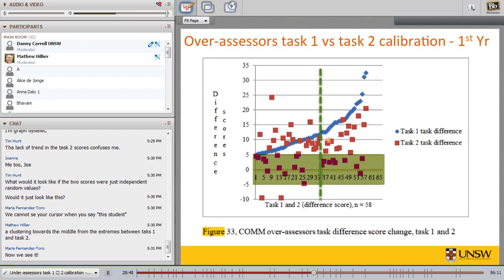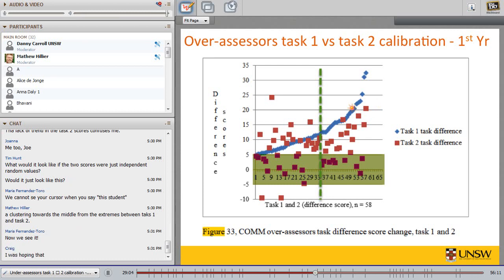So I guess what I was trying to say is this student here lined up with this student here, and so on. So this student here is this student here perhaps, and so on. I don't think you can expect a perfect trend, but a lot of the students from task 1 got better on task 2, especially those who were strong overestimators.